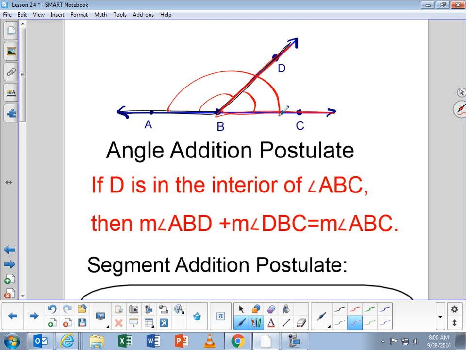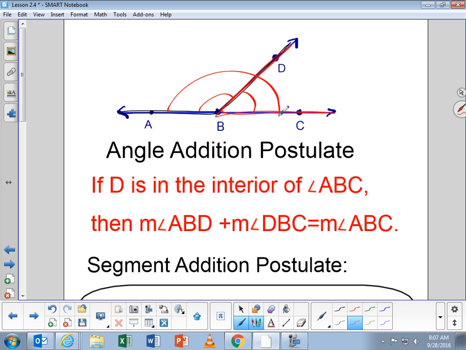But the reason I say I'm hoping it takes most of the period is because I want you to try some things in your group. I want you to talk about some things, and I want to have some good discussion going on about what we're talking about. The angle addition postulate.